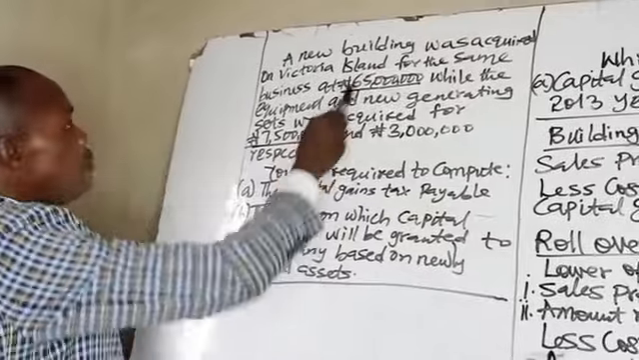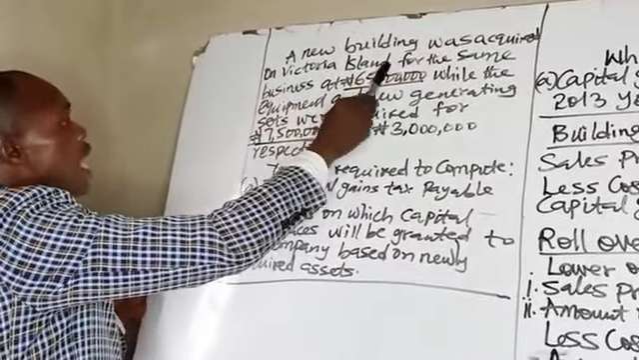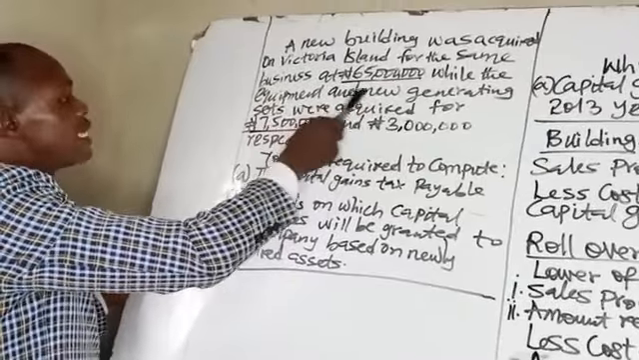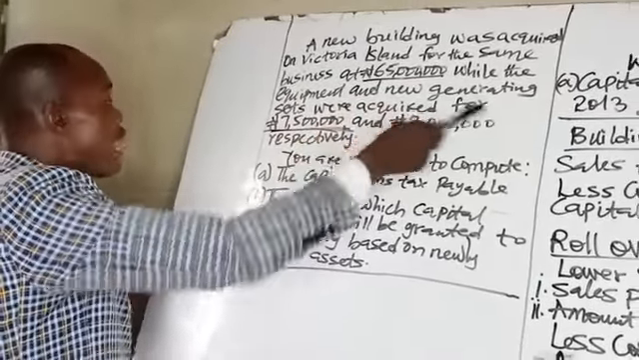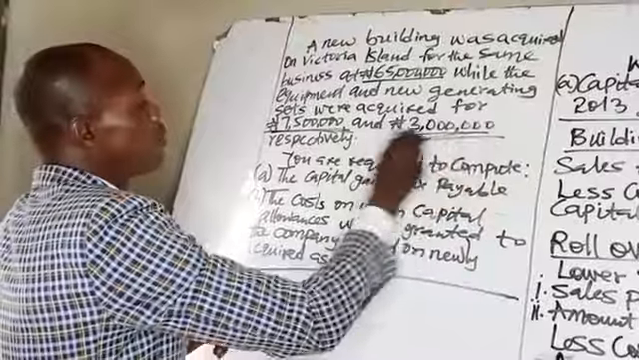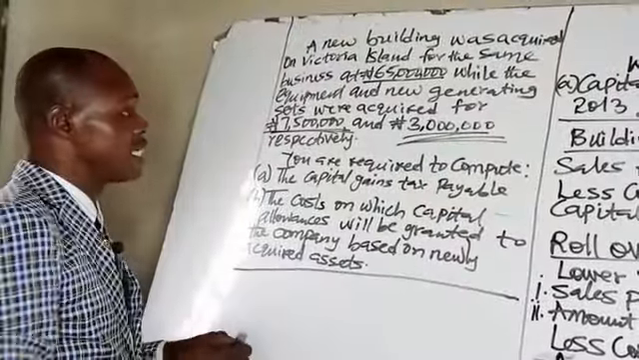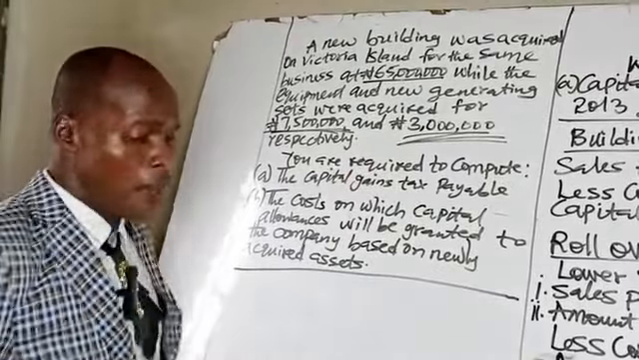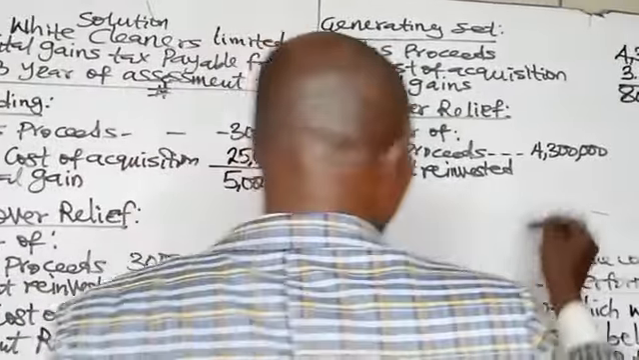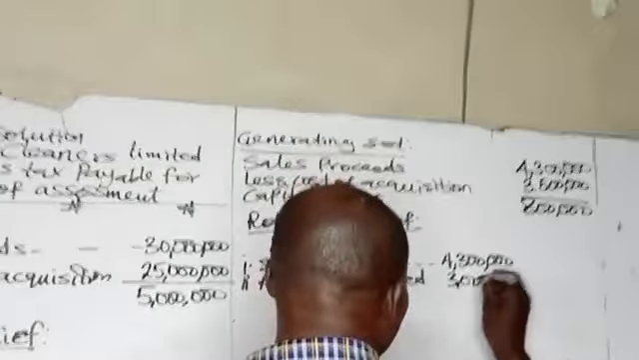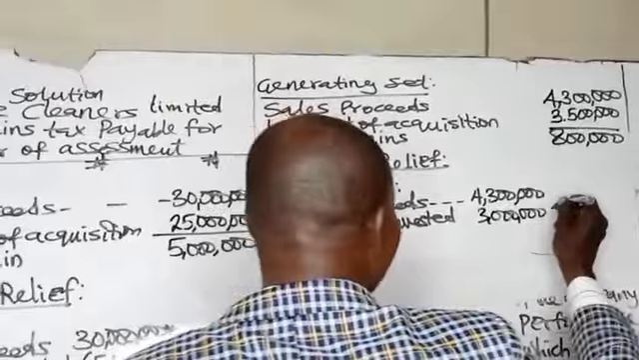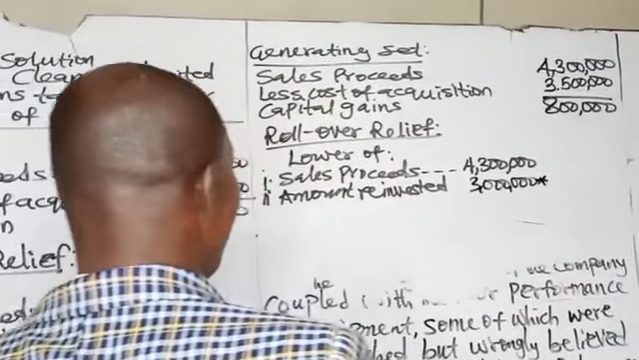You were told a new building was acquired on Victoria Island for the same business at 65 million, while the equipment and new generating sets were acquired for 7.5 million and 3 million. So the amount reinvested in generating set is 3 million. So from these two items, you go for the lower. The lower is 3 million. So that means 3 million will be chosen.